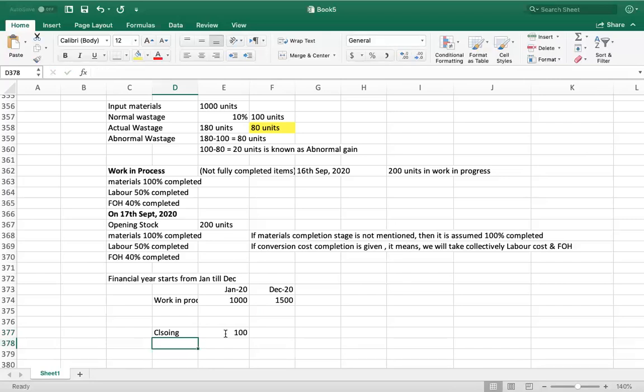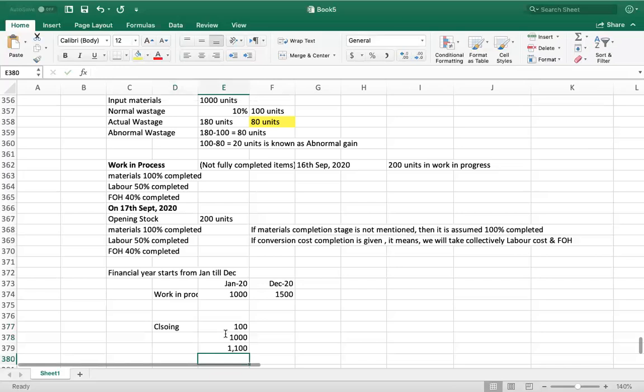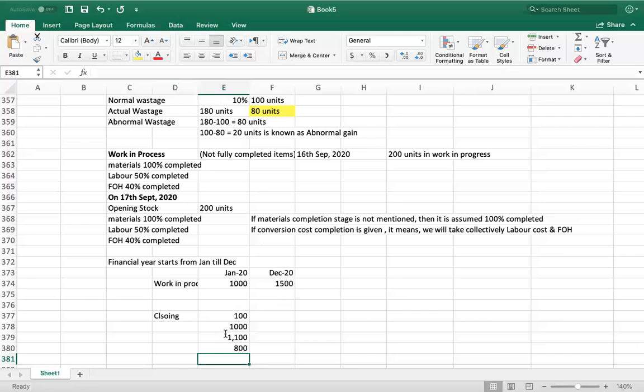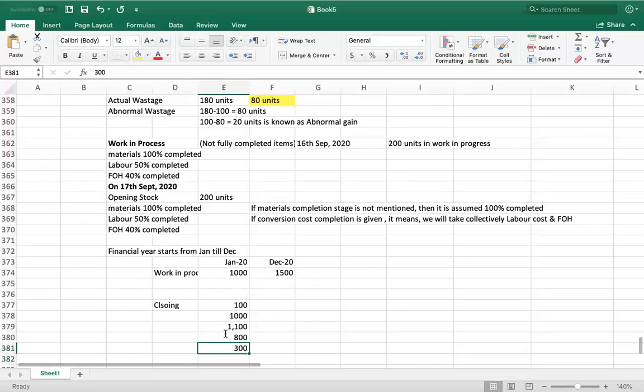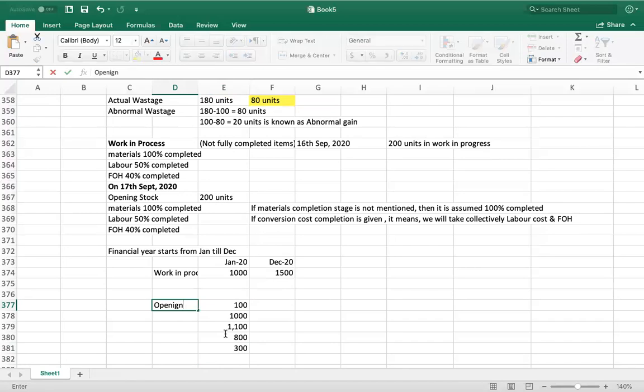Tomorrow your parents will give you, for example, 1000. So how much total do you have? You have 1100. Out of 1100, tomorrow you will spend, for example, 800. So how much is left? You have 300. So this 300 will become your closing tomorrow. This 100 is your closing for today, but the same 100 will become the opening for tomorrow.